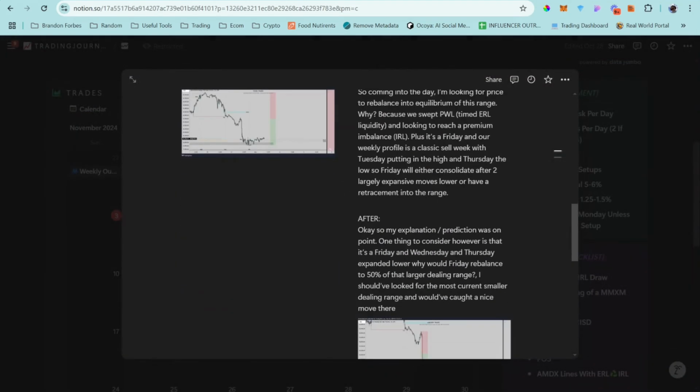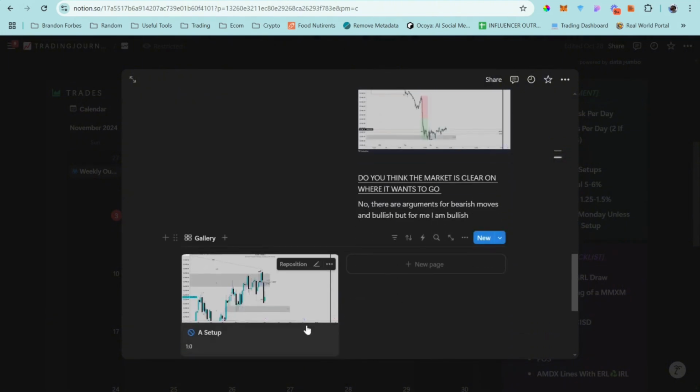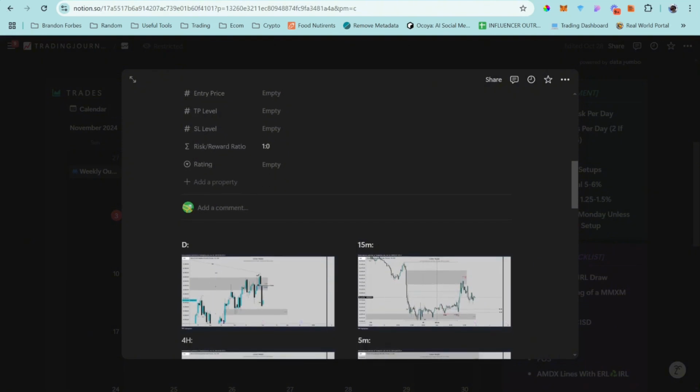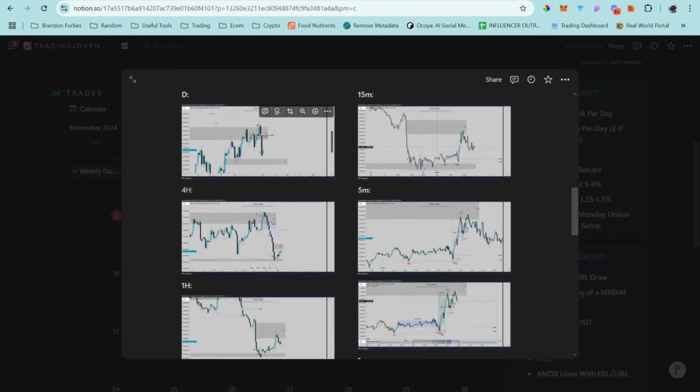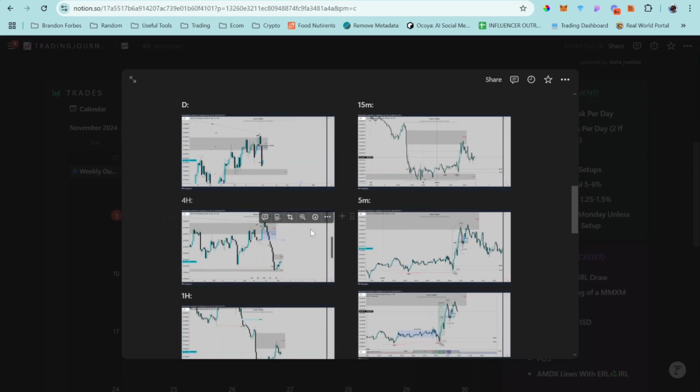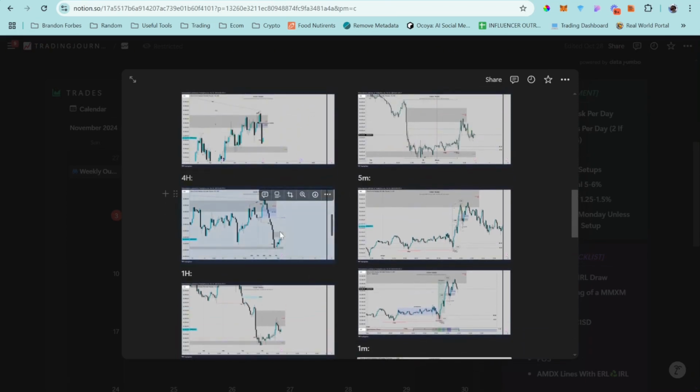Okay, so I'll show you the trade entry. So I have this here when I didn't take a trade. So this is a no trade, but I like to journal the day. So I didn't take any trades today, but I still journaled potential entries and stuff like that. So you can see I just have my daily picture here, 4-hour and all that stuff. I'll show you the 4-hour though.